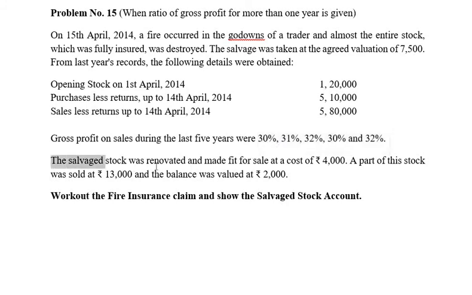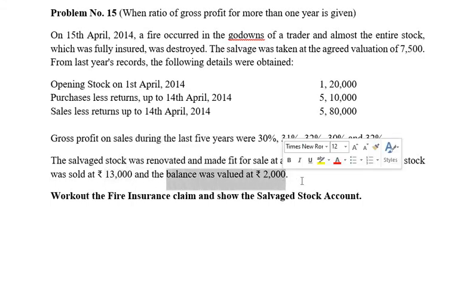Next, the salvage stock was renovated and made fit for sale at a cost of 4,000 rupees. The salvage stock of 7,500 rupees was renovated and made fit for sale, and they have incurred 4,000 rupees as expenses. Next, part of the stock was sold for 13,000 rupees and the balance was valued at rupees 2,000. This information is given, but we do not consider it for the claim calculation.